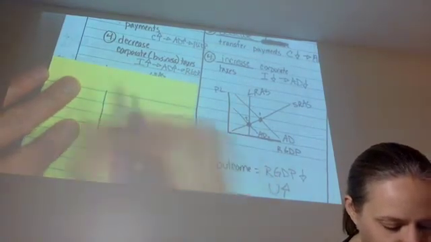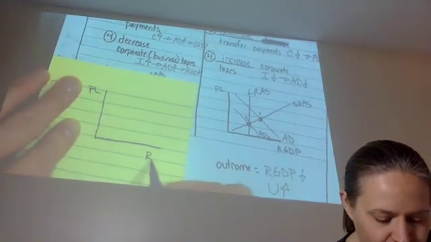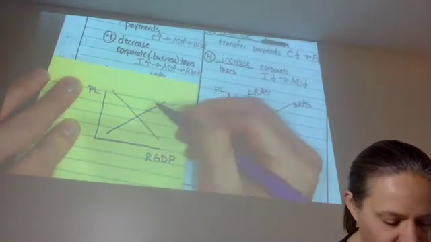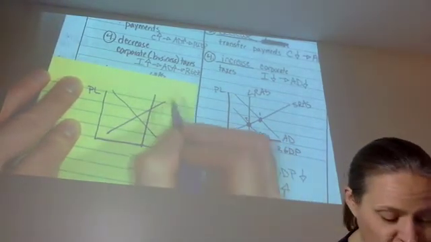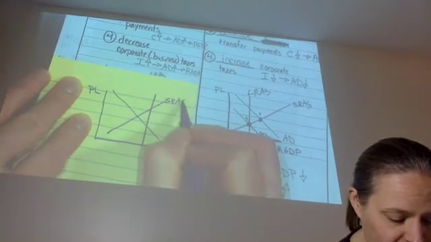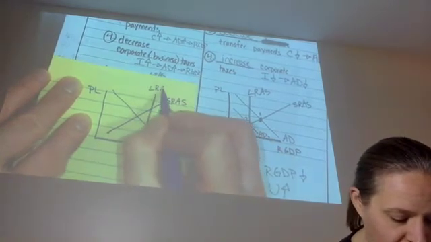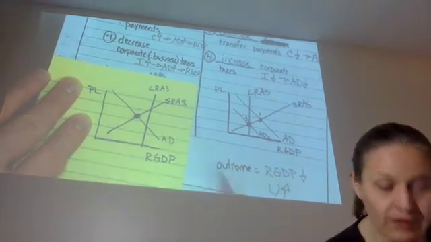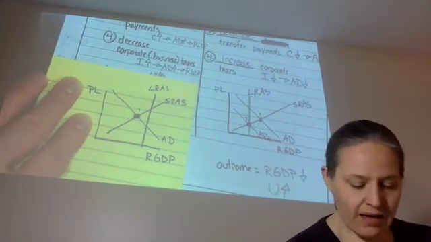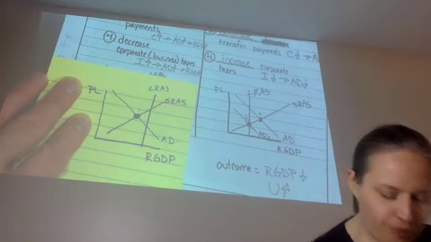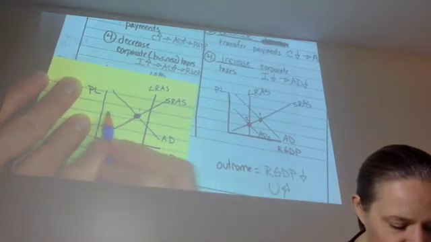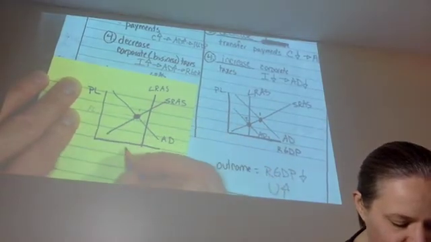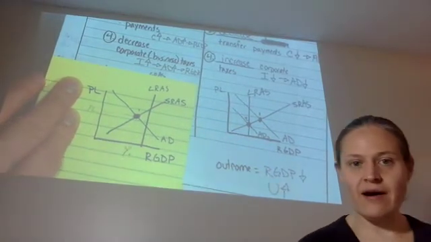so that you get that practice of labeling your price level and your real GDP, and of drawing your economy in a recessionary gap, and labeling your short-run aggregate supply, your long-run aggregate supply, your AD, and then your first equilibrium point. Now at that first equilibrium point, the price level would be here, and the real GDP, which you can label as Y, would be there.